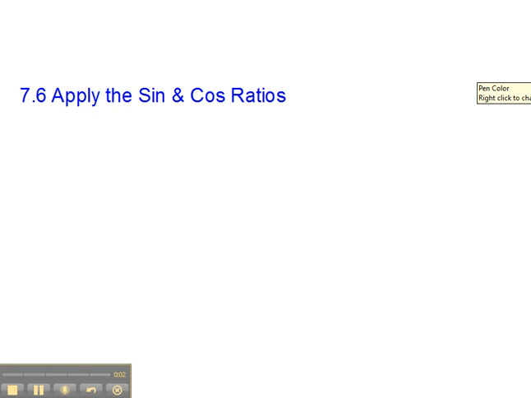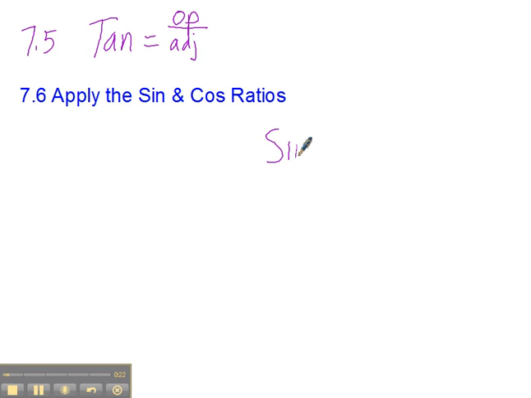Hello. The section before today was 7.5, where we defined the tangent ratio to be the length of the opposite side over the length of the adjacent side. Today we're going to look at sine of an angle and cosine of an angle. We're going to call it angle A.